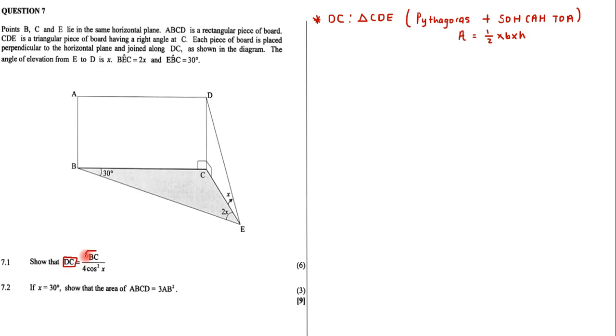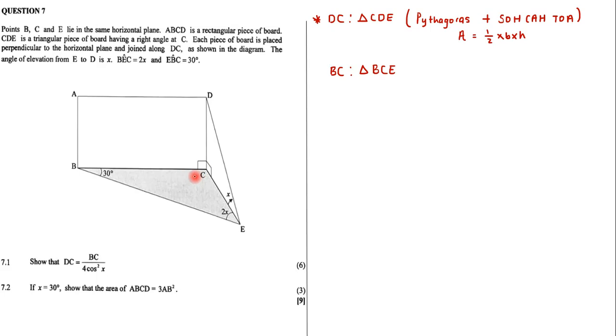Now, what's the second side that we have in this question? The second side is BC. You see, I'm breaking it down because I want you to understand what is happening here. For BC, I'm going to ask the same question: which triangle does it belong to? In this case, it belongs to triangle BCE.